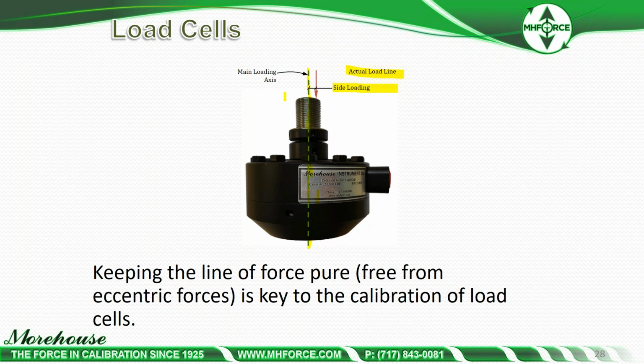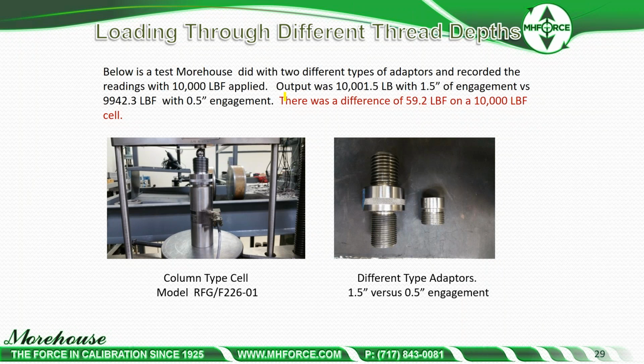So let's talk about something else. Let's talk about different types of adapters. So here's a test that we did with two different types of adapters and recorded the readings with 10,000 pounds applied. The output with the adapter to the left was 10,001.5 with a 1.5 inch of engagement versus 9942.3 with a half-inch engagement. There was a difference of 59.2 pounds on a 10,000 pound cell.